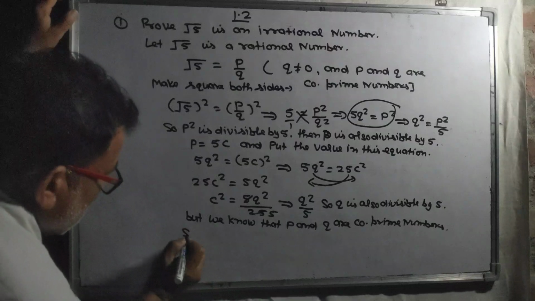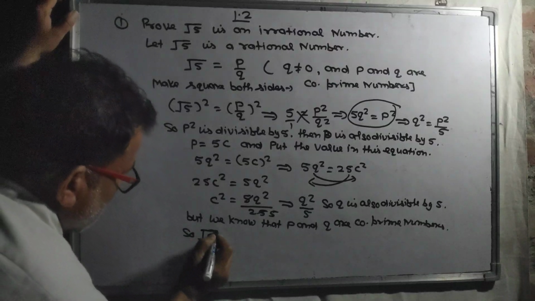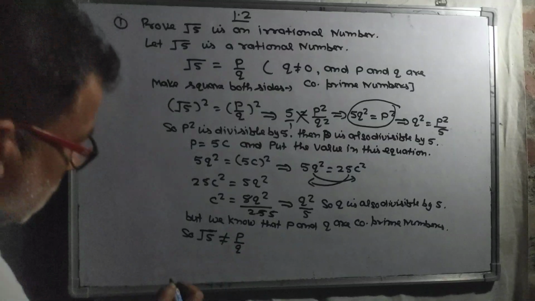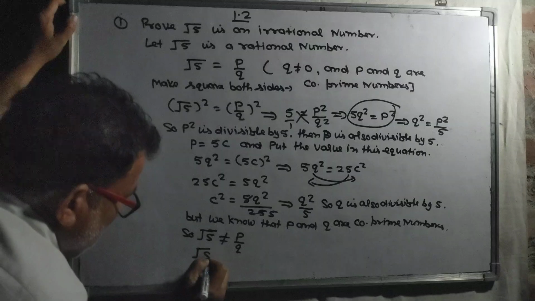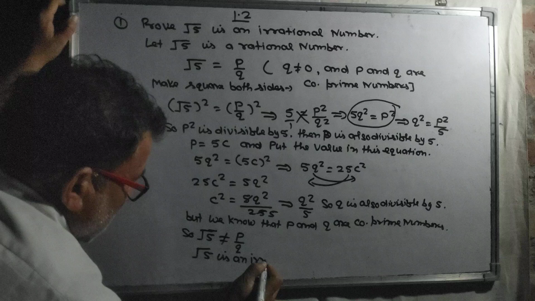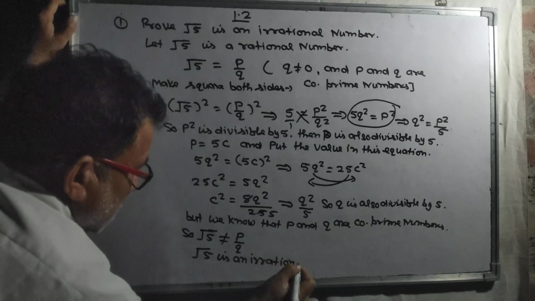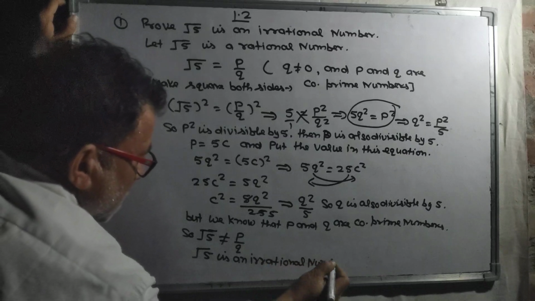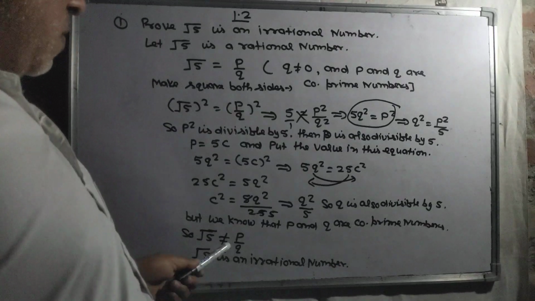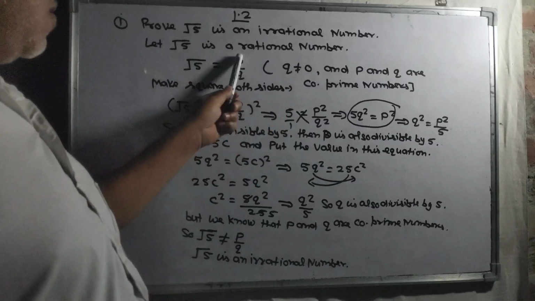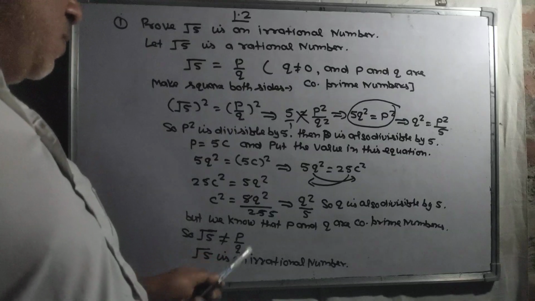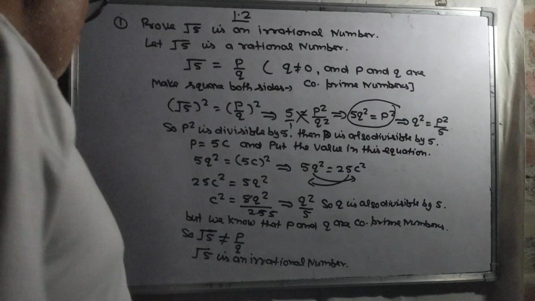So root 5 is not equal to p by q. Root 5 is an irrational number. This happened because our assumption was wrong that p and q are co-prime numbers, but they are not. So root 5 is not equal to p by q, and root 5 is an irrational number.